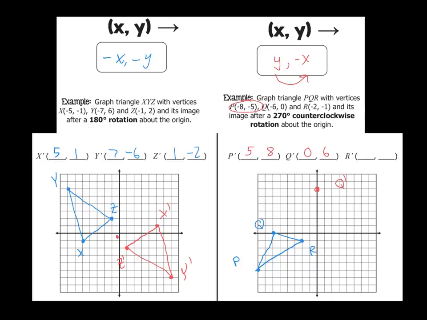If the Y and the X switch spots, right, I have -8, 5. 5 and 8 switch spots, but the Y value is going to stay the same. The X value goes to the opposite sign, so -5 became positive. On R, they're going to switch spots, so the 1 and 2 switch. The Y stays the same. The X becomes positive. So let's go ahead and plot those and connect them.